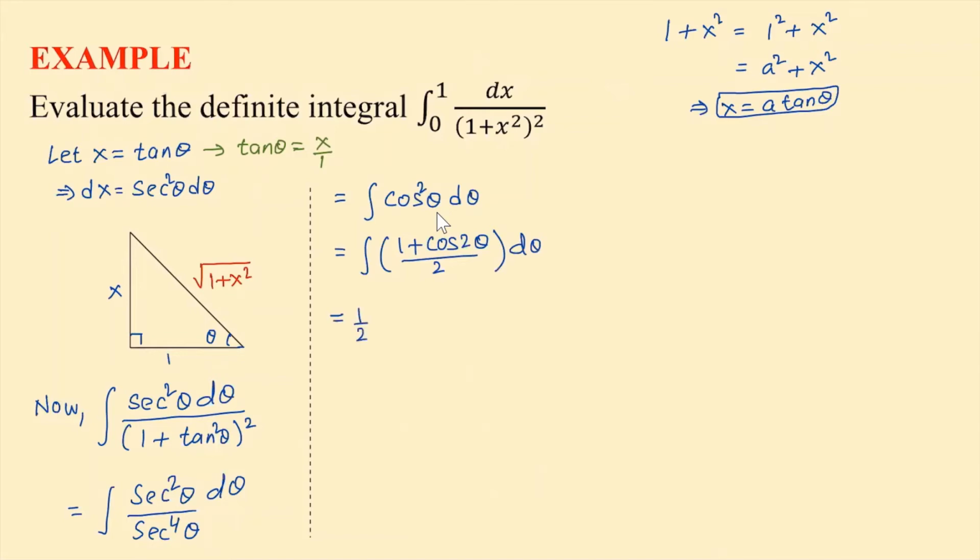That half is a constant, you can pull it out. Now the integration of 1 with respect to theta is theta, plus the integration of cosine 2 theta is sine 2 theta over 2. If I distribute that half, it will be half theta plus half of, there's also half over there, so half of half will be 1/4 sine 2 theta.